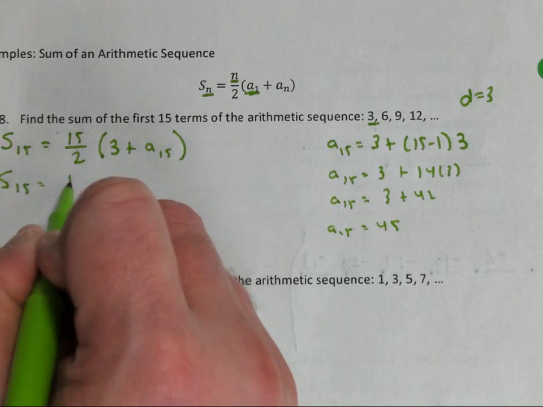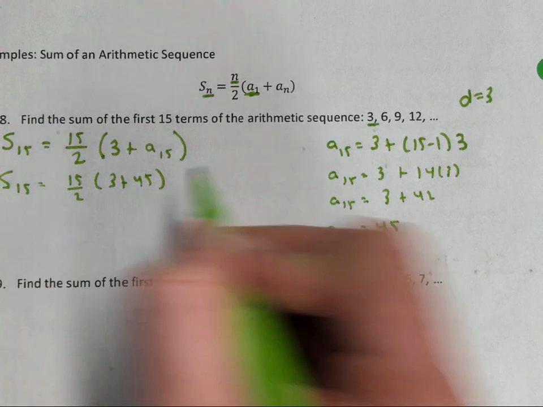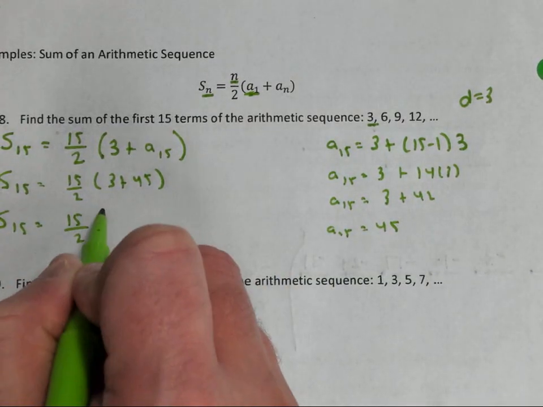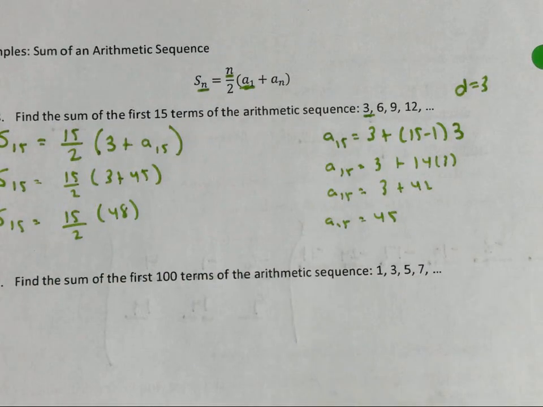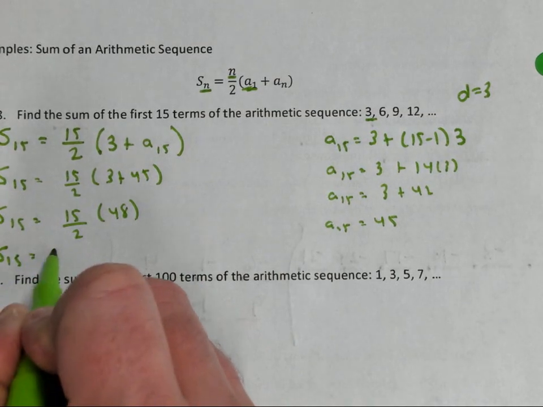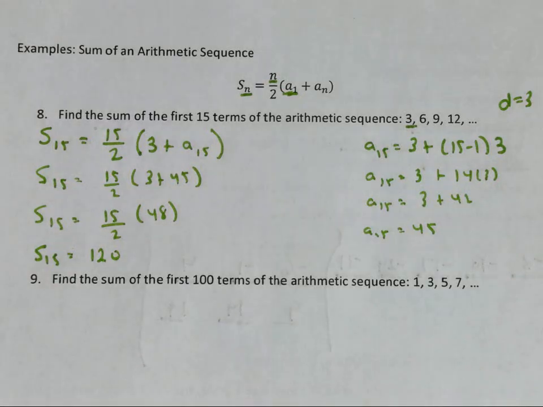S sub 15 equals 15 over 2 times 3 plus 45. When you multiply that out, that gives you 120. That means if you were to take the 15 terms of that sequence and add them together, you will get a sum of 120. This is just knowing formulas and knowing how to use them. Okay, we're going to do one more.